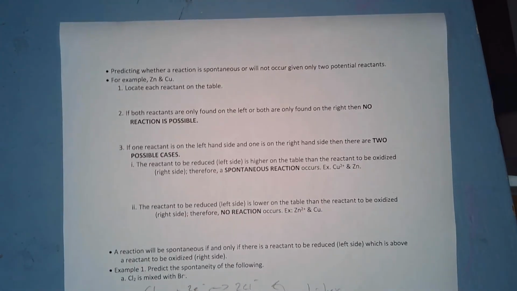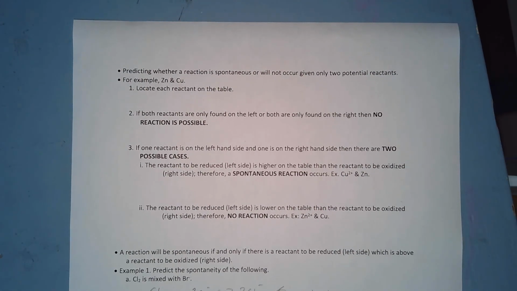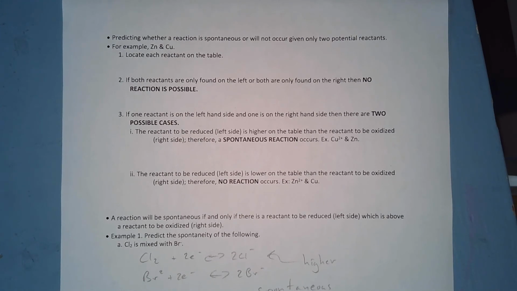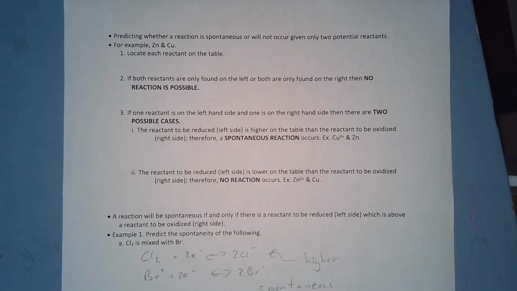The first one here is Cl2 mixed with Br minus. So what you do is you look up on your table and find Cl2 and Br minus. Here's Cl2. It's high, so these are the two half reactions. I just copied these from the table. The Cl2 is the higher one, and the lower one is your Br minus. And that's what you want.